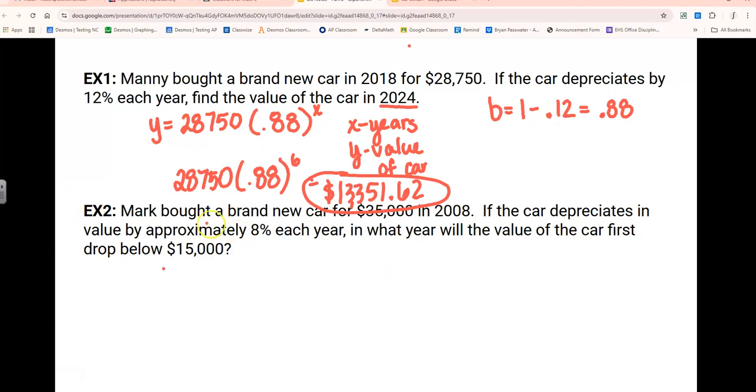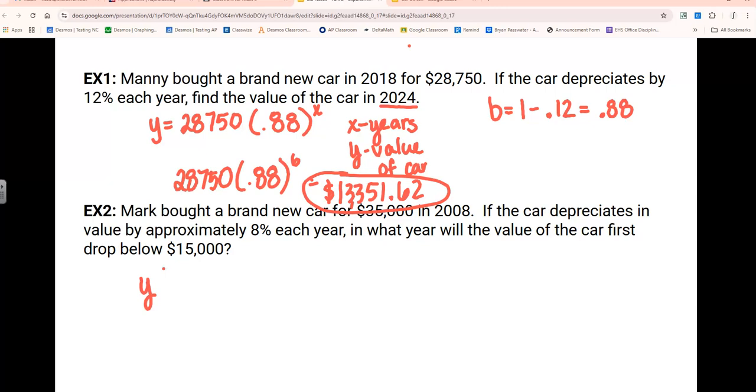Okay, let's keep going. All right, this question is very similar, but it asks a different question at the end. Okay, so let's set up our equation. Setting up the equation is going to be pretty much the same. So, Caden, in this case, Mark bought a brand new car for $35,000 in 2008. If the car depreciates in value by approximately 8% each year, in what year will the value of the car first drop below $1,500?